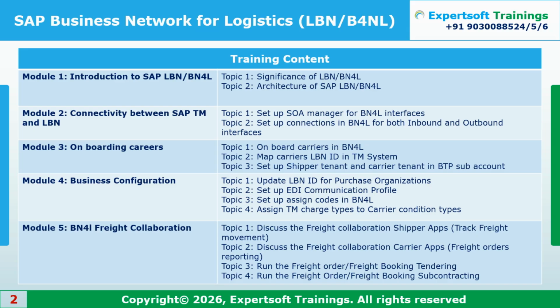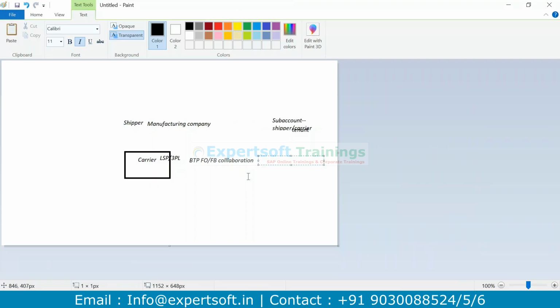Hi Venkat, Sunil here. We'll be having only a single global account for both the shipper and carrier in BTP, right? Or separate global accounts again? Global account will be at a higher level. Generally, it is ideal to create sub accounts. Global account is at the shipper level. Let's say you have your Nestle company.